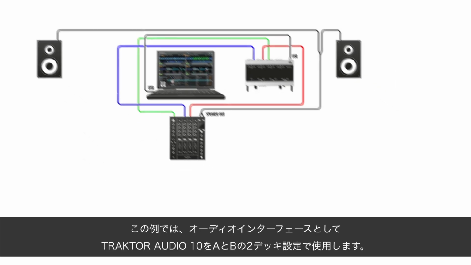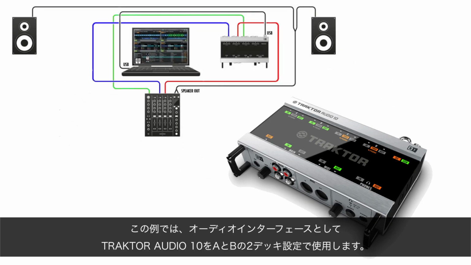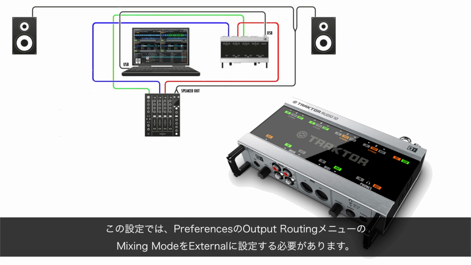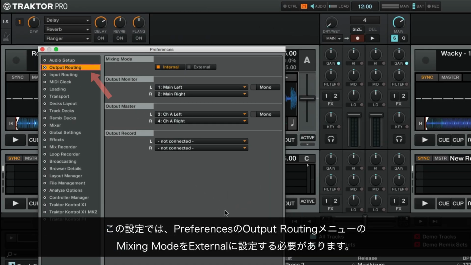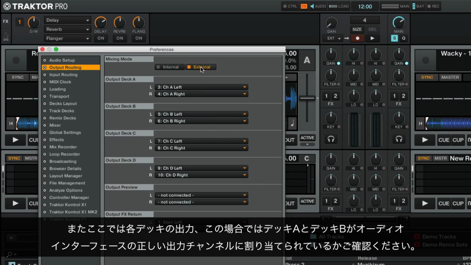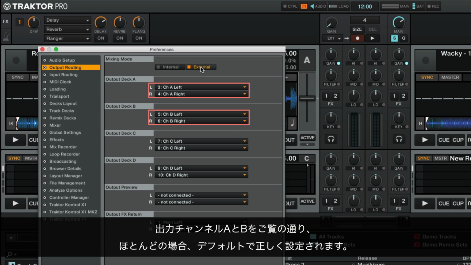In this example, we will use the TRAKTOR Audio 10 as our external audio interface in a two-deck A and B setup. For this setup, the mixing mode in the output routing menu of the preferences must be set to external. Here, you also need to make sure that each output deck, in this case deck A and deck B, is routed to the correct output channel on your external audio interface. The routing will be set correctly by default in most cases, as we can see here for the output channels A and B.